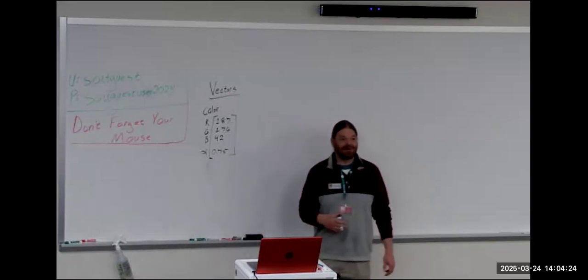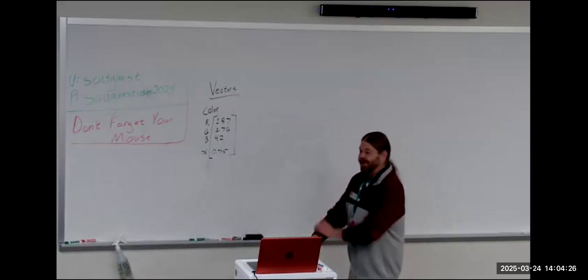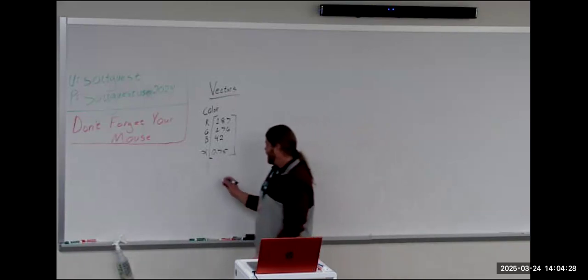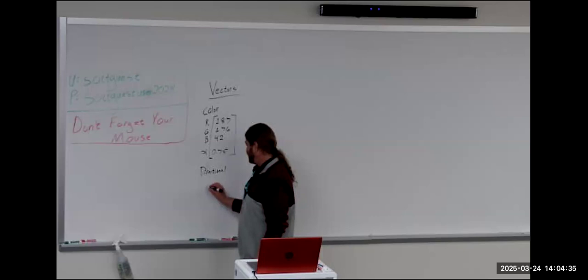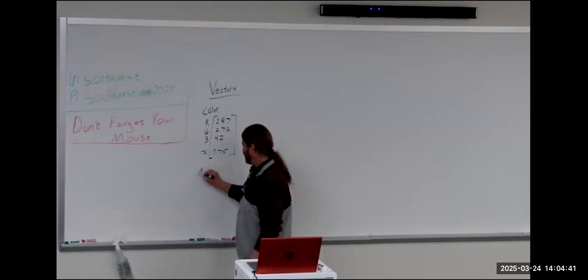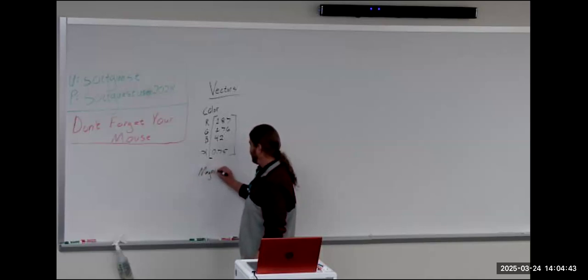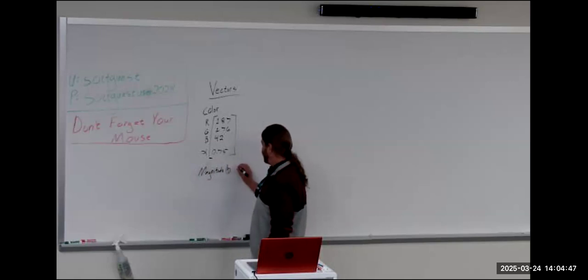Euclidean, from Euclidean geometry, is the technical name for it. The Euclidean vectors, which is, I'll just put direction. Directional. So, maybe I'll write it like normal. Magnitude and direction.